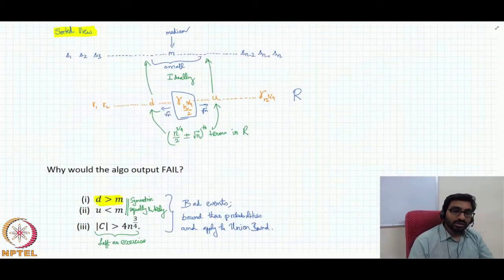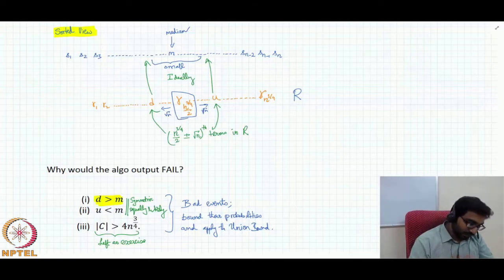Now, since our main focus is to bound the probability of failure, let's try to understand why this algorithm might fail. What are some events that will lead to the failure of this algorithm? There are three events that will lead to failure. The first two are really symmetric, symmetrically equivalent of each other.